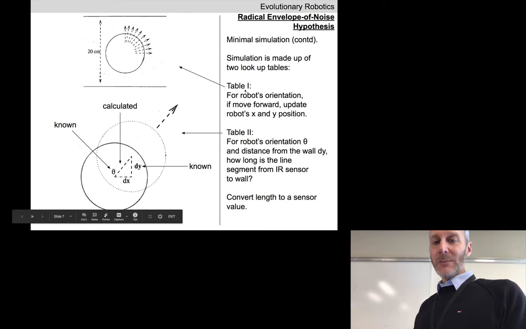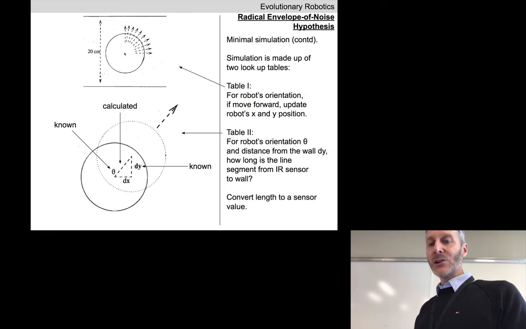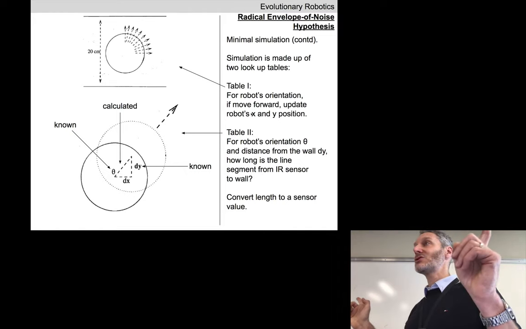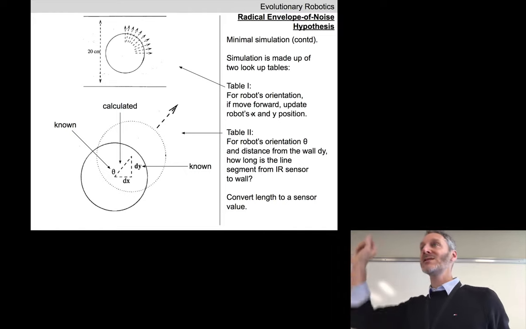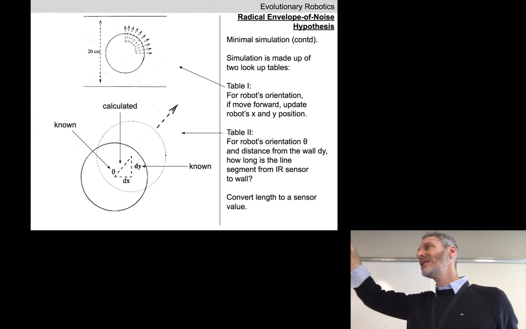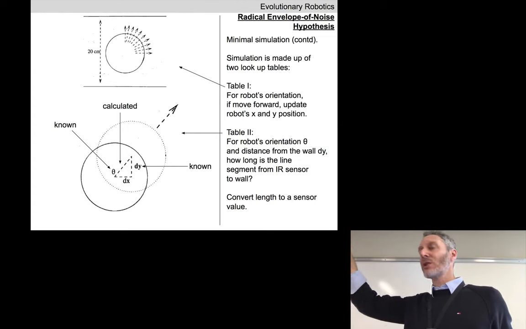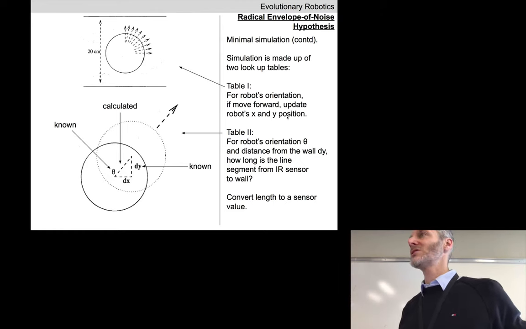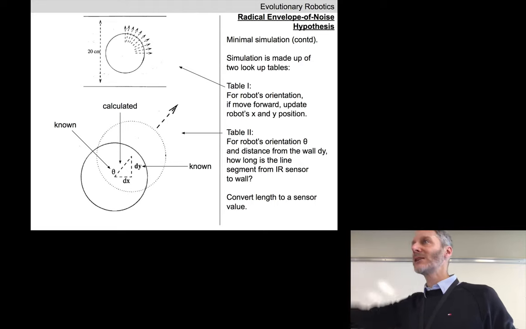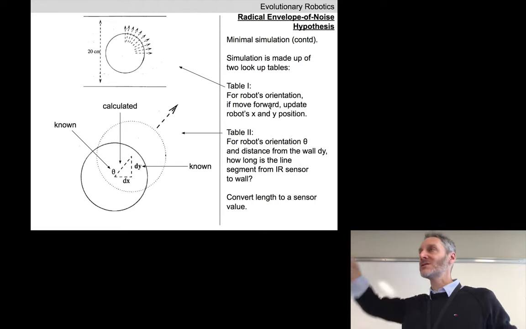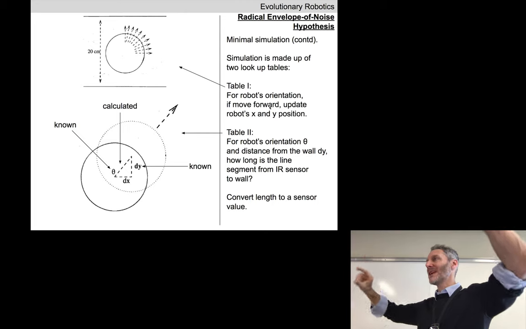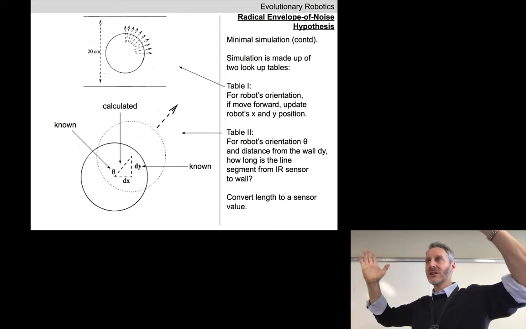There are two lookup tables. In table number one, they look up the robot's current orientation and the values being sent to the two motors, and the lookup table says that for that orientation and this difference in motor commands, this is the new X and Y position of the robot a short time later. So you can imagine this big lookup table, with a whole bunch of orientations and a whole bunch of differences between left and right motor signals.